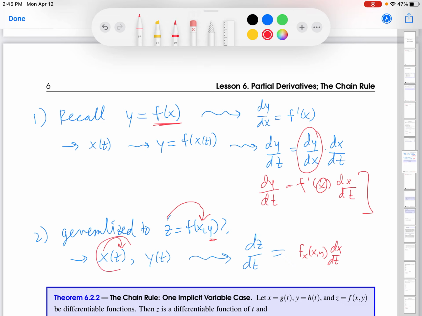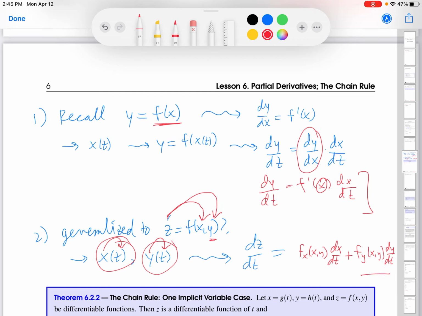X has a t dependency, but so does y. So we have to somehow factor that in. And a very natural thing to want to do would be to say, well, okay, fine, I'm going to add the same thought process, the same line of thinking, doing this to y. dz dy times dy dt, and that adds this term.